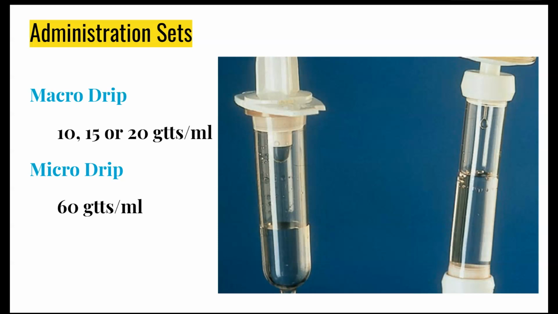These come in 10, 15, or 20 GTTS, which is drops, per milliliter. Okay, so think about having like an eyedropper, and I said, okay, every 10 drops is 1 milliliter. That's what's going on here. And then you have your micro drip, which is ones you use for more accurate medication administration. It has this little metal needle point, so it makes a smaller drip. There's 60 drops in 1 milliliter for this one, okay?